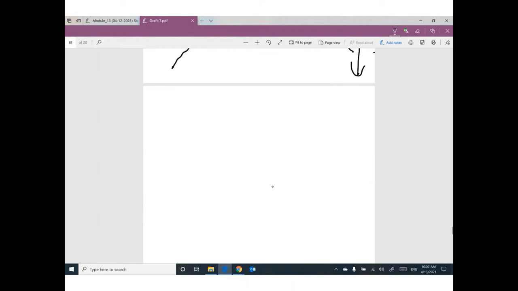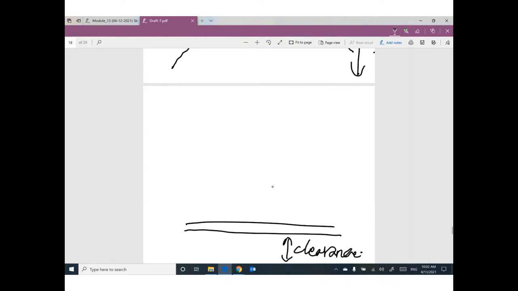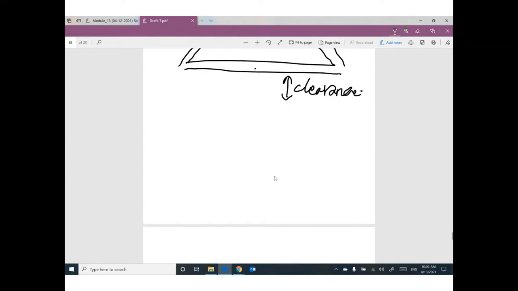Sometimes we don't have enough clearance underneath the bridge. So the statical system will be above the bridge deck level. Sometimes we have clearance, but not enough. So your structure will be in between part of the statical system underneath and the other part above.